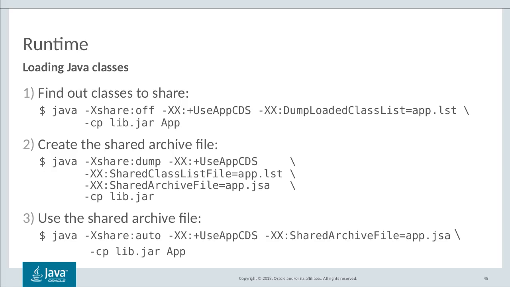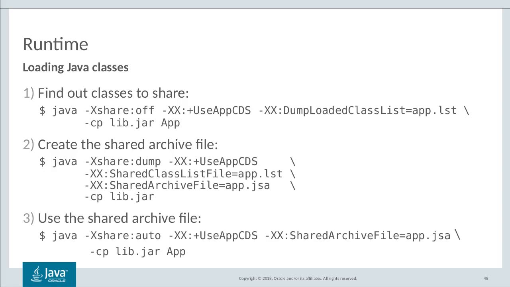Now in step 3 we are ready to make use of our newly created shared archive file by running Java, and we set -Xshare to auto. We'll come back to this a bit later, why auto and not on. We then enable AppCDS with the flag -XX:+UseAppCDS and tell the JVM about the shared archive file we just created in step 2, namely app.jsa, and then we run our application as usual. Now the JVM will use the shared archive file and quickly load the classes upon startup.